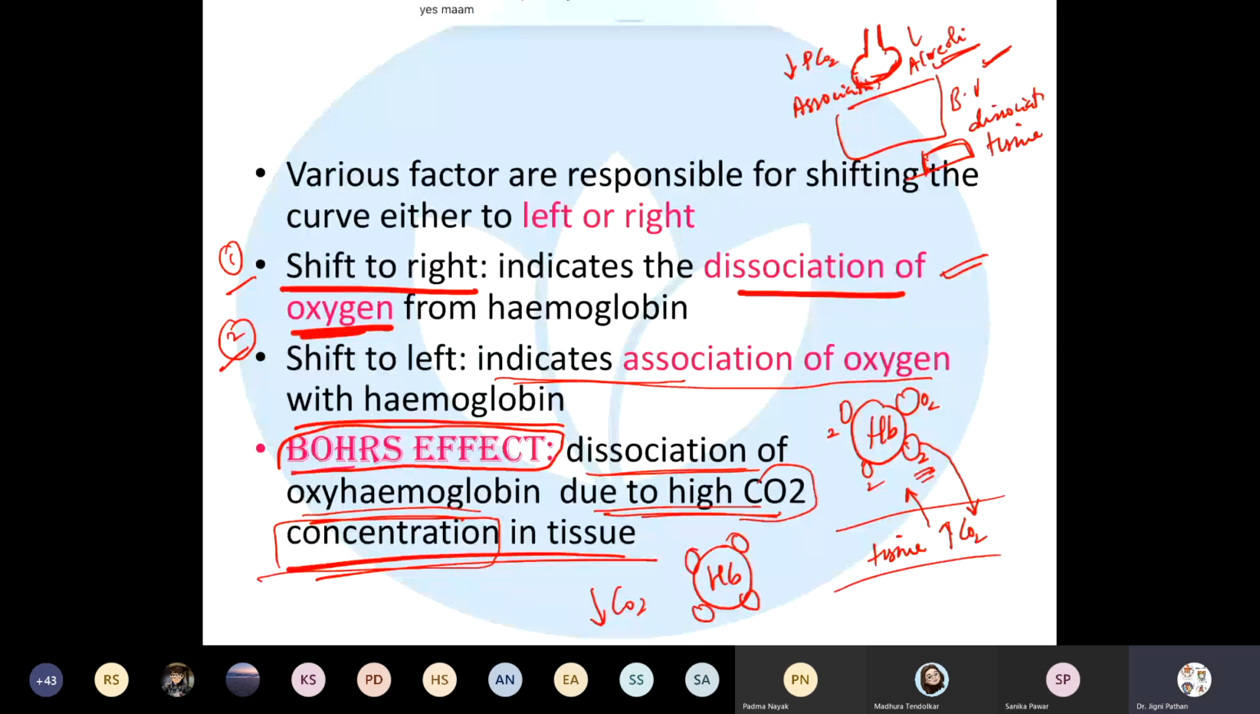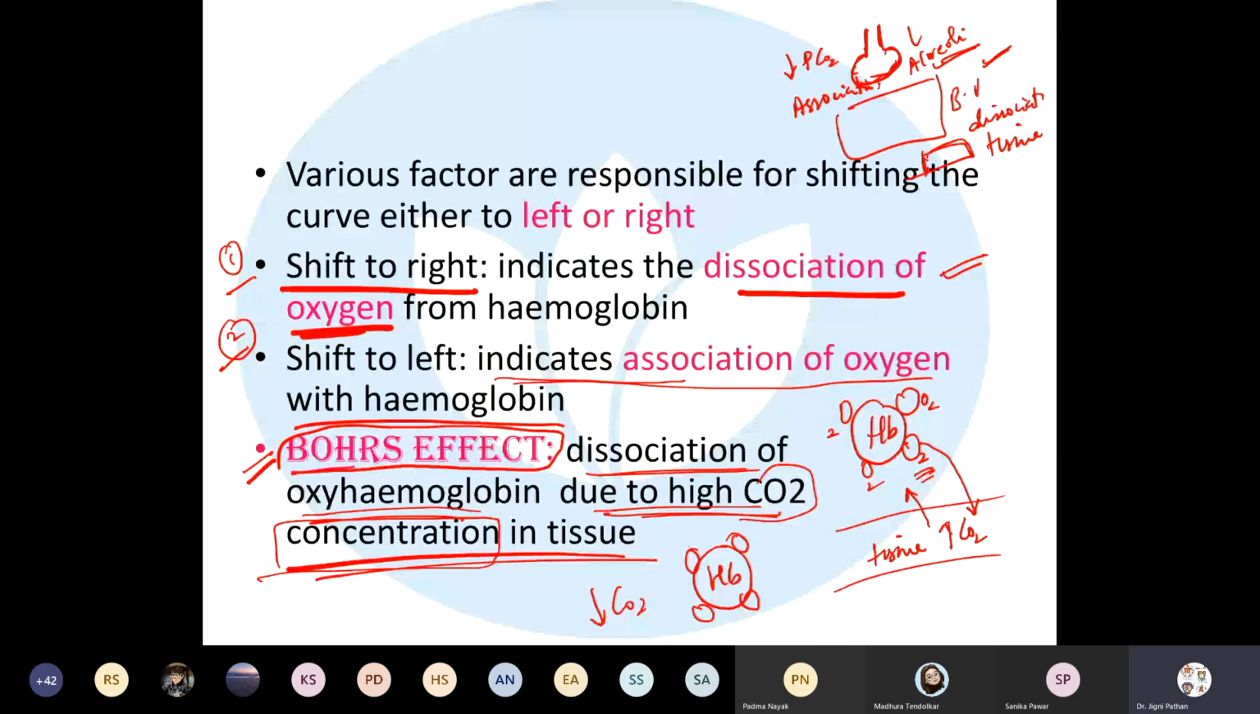Sanika, I didn't mention anything. I just said Bohr's effect is similar to shift to right. Bohr's effect is nothing but shift to right, that is dissociation of oxyhemoglobin due to high concentration of carbon dioxide in tissue. Sanika, please read shift to right and Bohr's effect. Both are similar. That is what I said. Ma'am, what is that? Yes, it increases, Amol, yes, it increases.